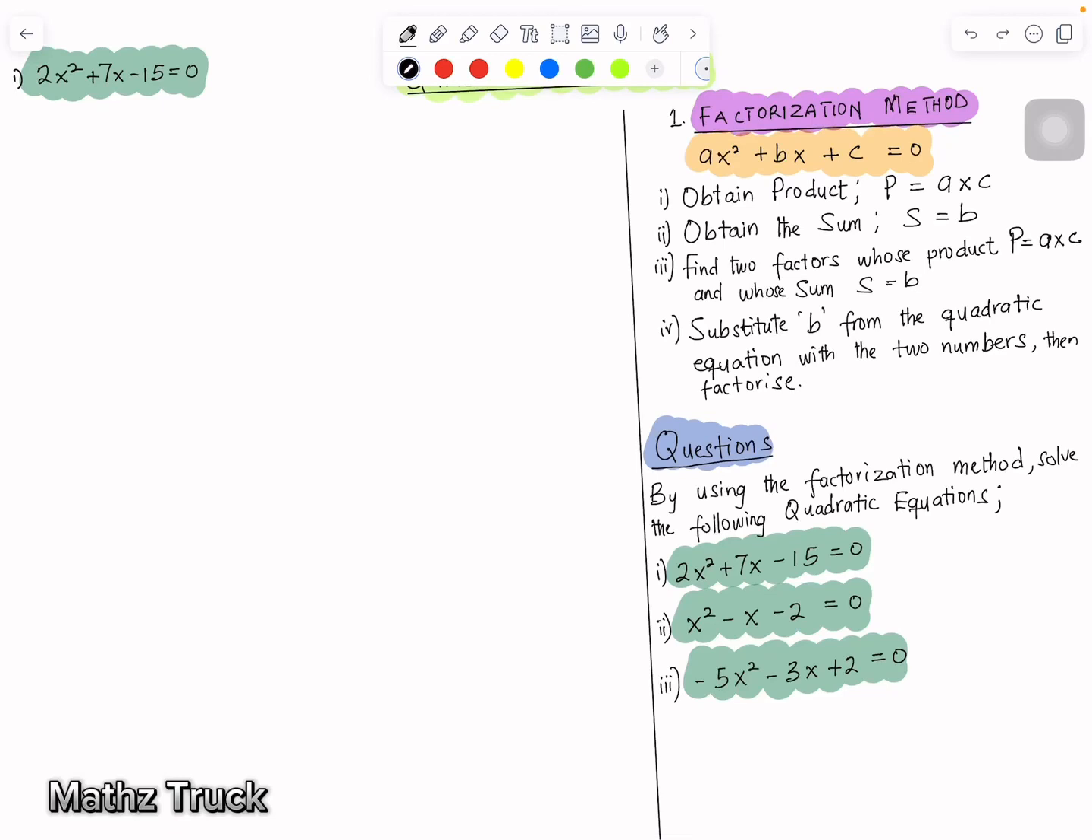So today we're talking about quadratic equations. We are using the factorization method to determine these various quadratic equation questions that we've been given. Now the first question is 2x squared plus 7x minus 15 equals 0, using the factorization method.